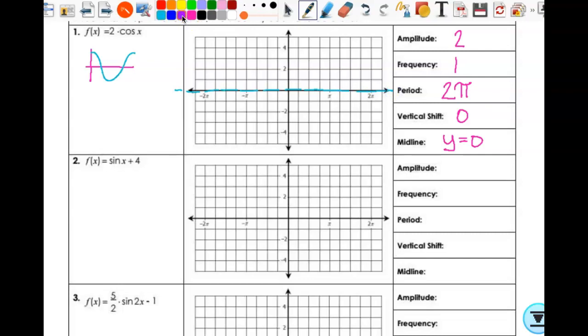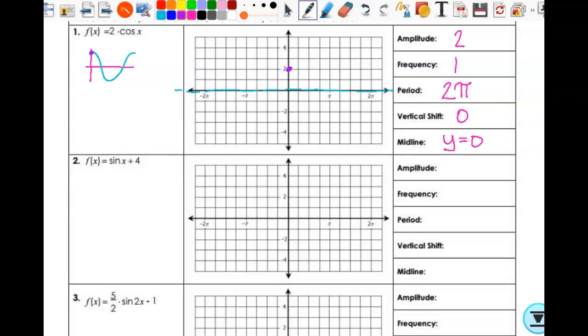Okay, so here's how we use our little parent function. We always start with the first point, whatever's on the y-axis, right? So on our parent function, that's at 0, 1. Remember, our midline gives us a new x-axis. It's still on the x-axis, so we don't really need a new one. Instead of 0, 1, my amplitude is 2, so I'm actually going to start at 0, 2. That's my first point.